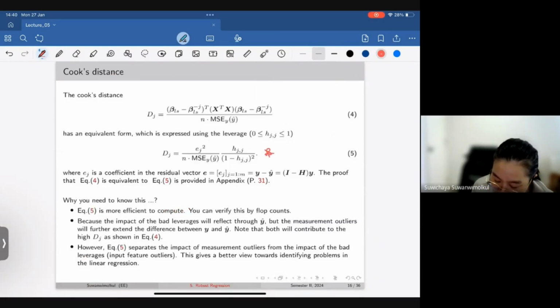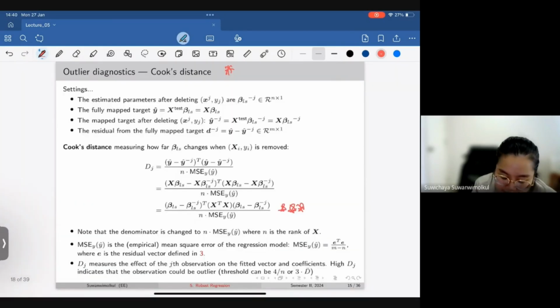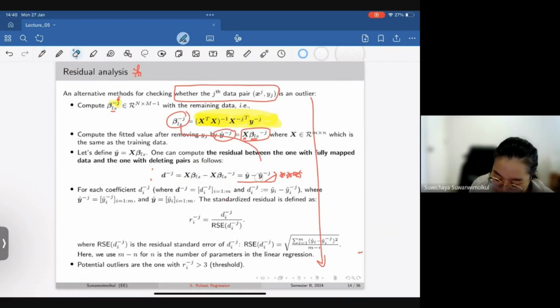I have provided the derivation on page 31. Please don't worry about deriving this quantity yet, because once you have the components within this equation, you can get the Cook distance right away. But let's talk a little about why computing it directly, as well as the residual analysis, isn't going to be easy. With the residual analysis, we are seeing it right now.